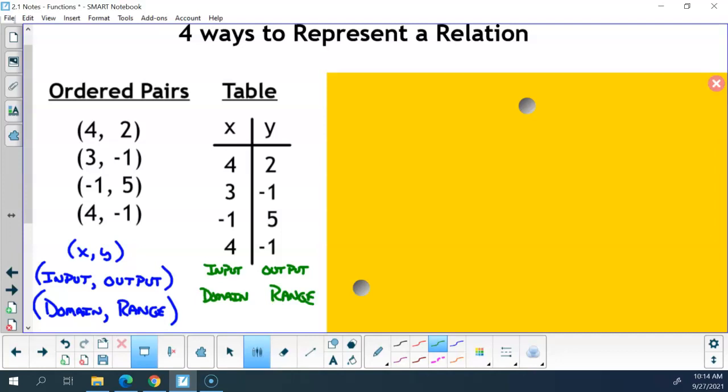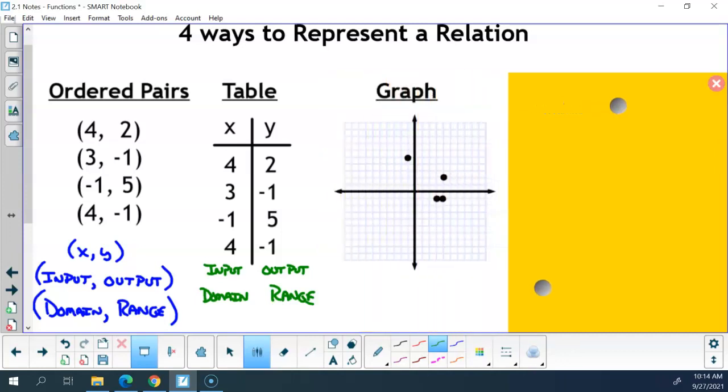Now the next way, Rod, I know you're not going to like. Okay? I already know. I get it. But it's still a way to represent what? Yep, exactly. That's exactly what it is. We can represent our relation in graphic form.